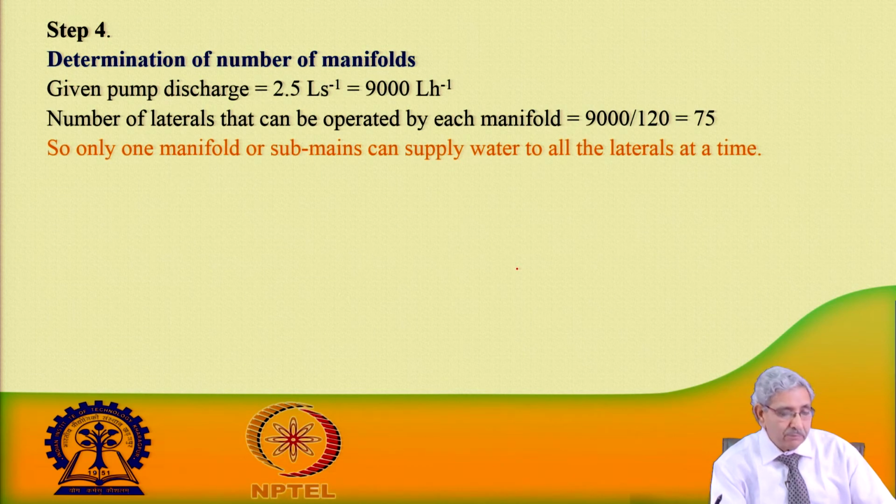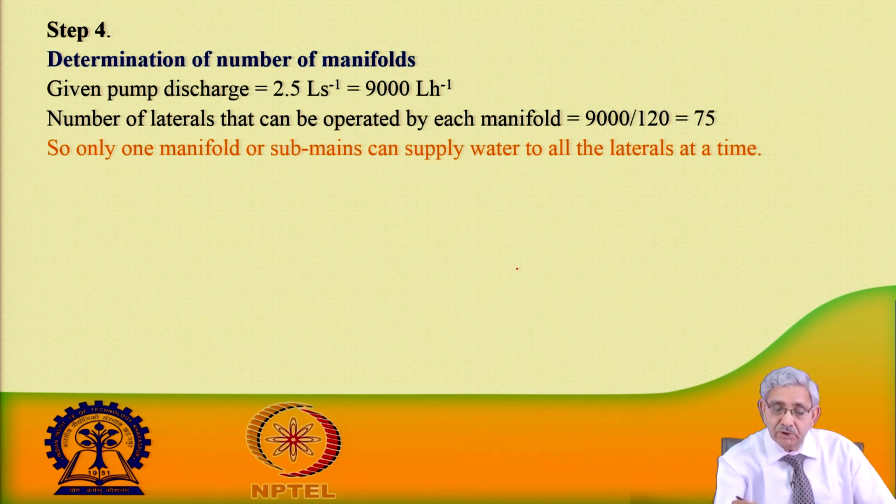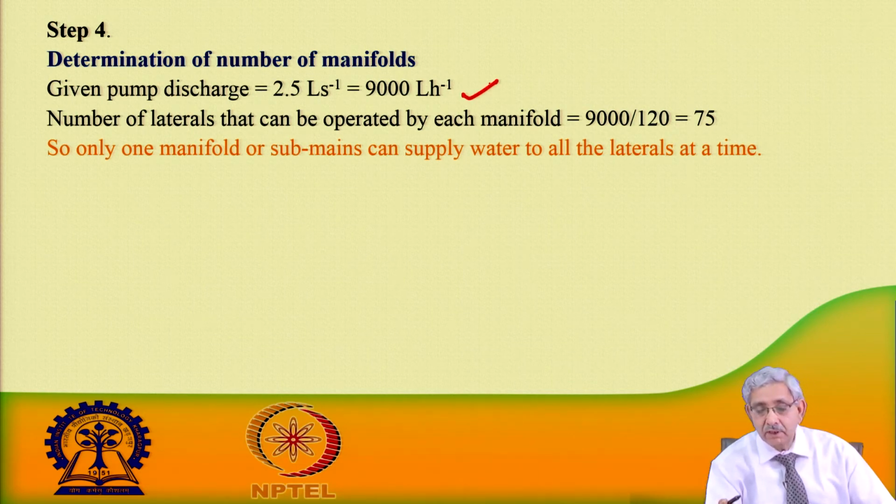Now, we have been given the discharge of a pump as 2.5 liters per second. This data will be used to find out how many manifolds, or sub-main manifolds, are required. The discharge of the pump, 2.5 liters per second, is equal to 9000 liters per hour. So, the number of laterals that can be operated by each manifold.